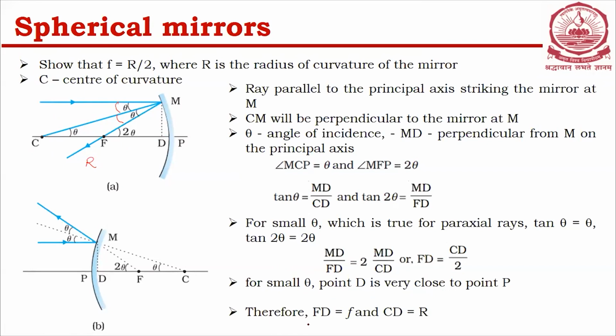Therefore you can write FD should be equal to F and CD should be equal to R. So this leads to the relation F is equal to R by 2. So this is why we call the focal length of a mirror nothing but half of your radius of curvature. Okay, hope it's clear.